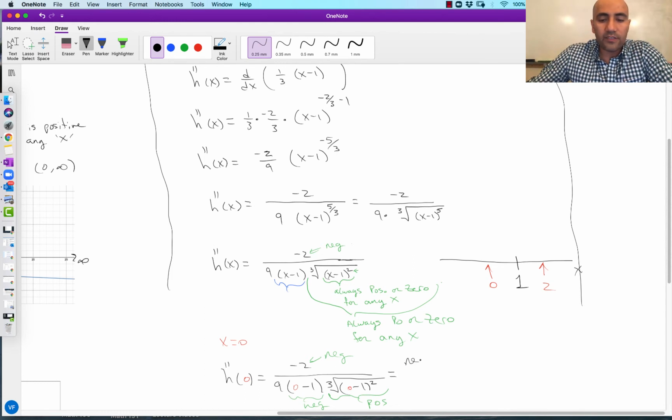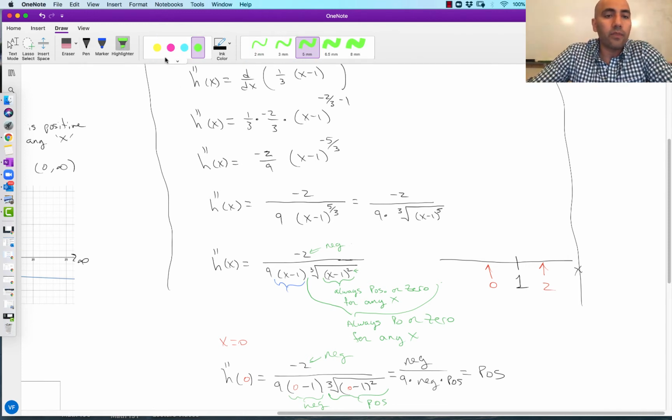So we'll end up with negative 2 divided by 9 times some negative times some positive. So as long as it's not 0, we see that the denominator is going to be negative, the numerator is negative, the whole thing ends up being positive. Remember, a negative divided by another negative is going to be positive. So I've established that to the left of the value 1 over here on this interval, the second derivative, h double prime of x, is going to be positive on this interval.